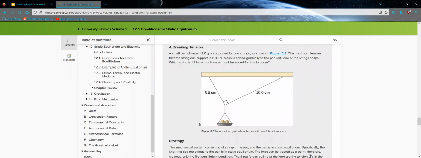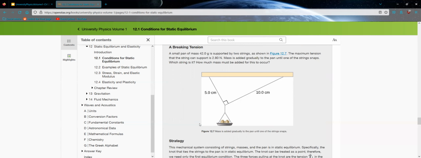A small pan with a mass of 42 grams, so remember SI units, is supported by two strings as shown in the picture. The maximum tension that the string can support is 2.8 newtons. So both those strings are made up of something that can hold 2.8 newtons of tension before snapping. Mass is added gradually to the pan until one of the strings snaps. Which string snaps, the 5 centimeter or the 10 centimeter, and how much mass is added for this to occur?